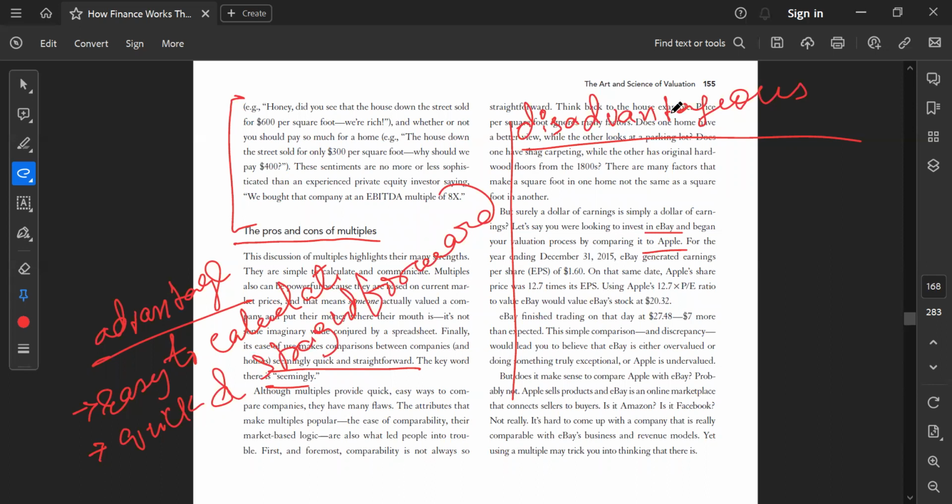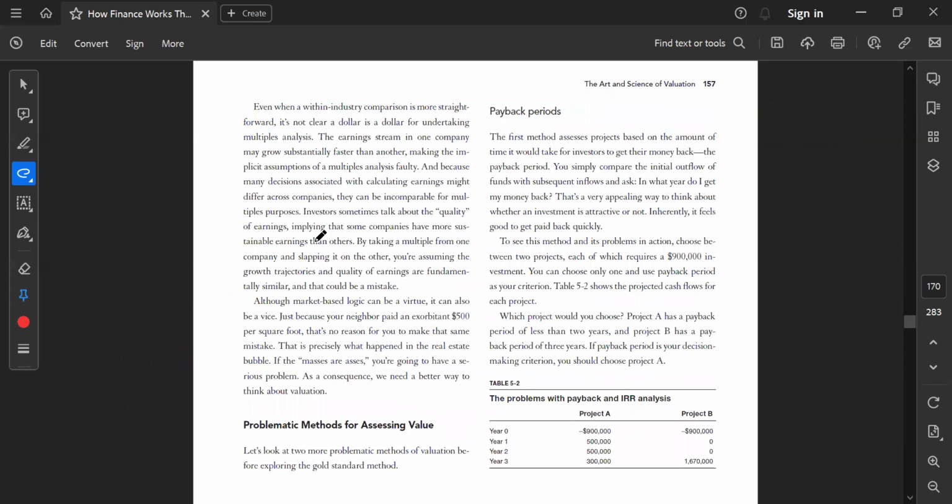They operate in different markets. Their customer base is different. Their revenue model is different. How can you generalize their revenue models, right? So that is the disadvantage of using multiples as a measure of valuating a company. So these are the pros and cons of using multiples as a measure of valuation.